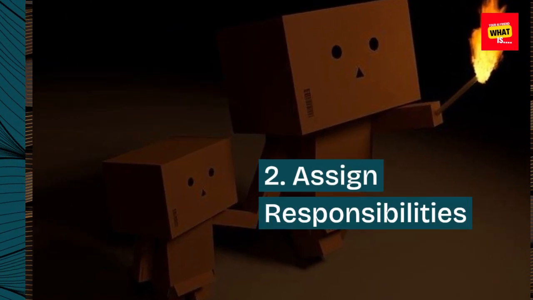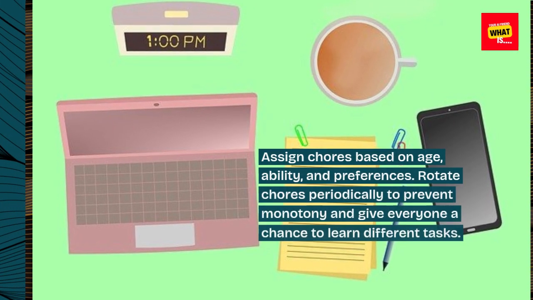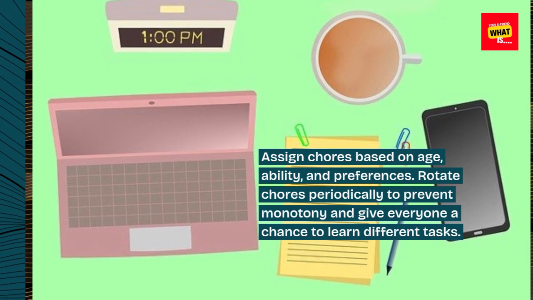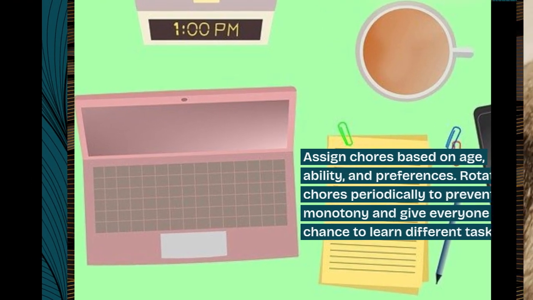2. Assign responsibilities. Assign chores based on age, ability, and preferences. Rotate chores periodically to prevent monotony and give everyone a chance to learn different tasks.